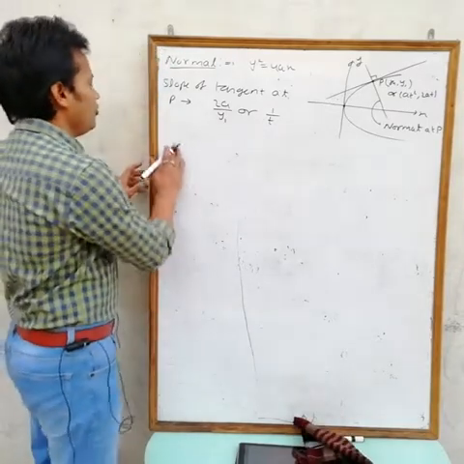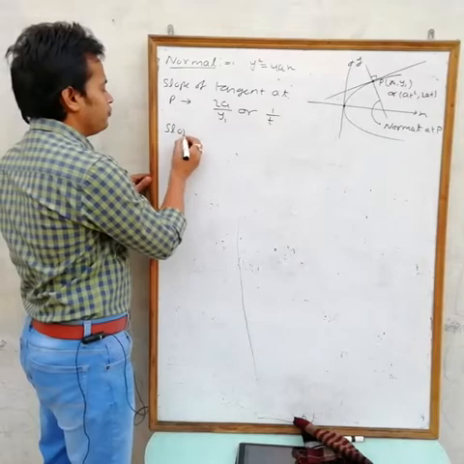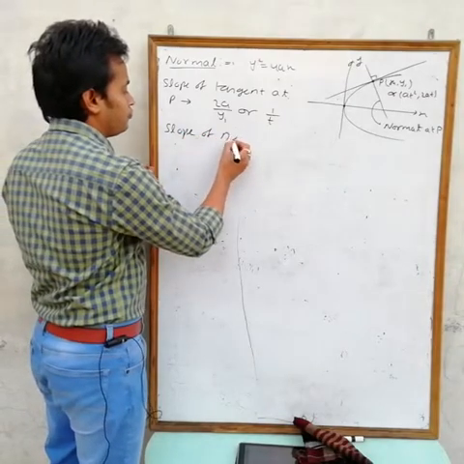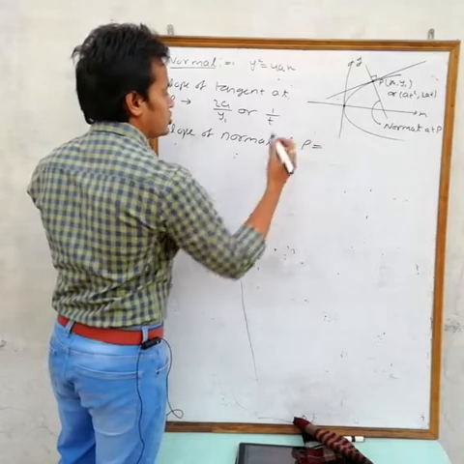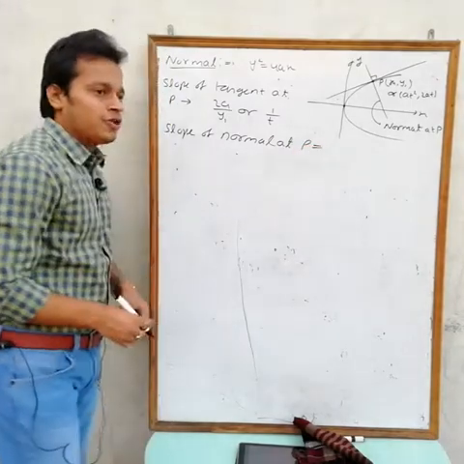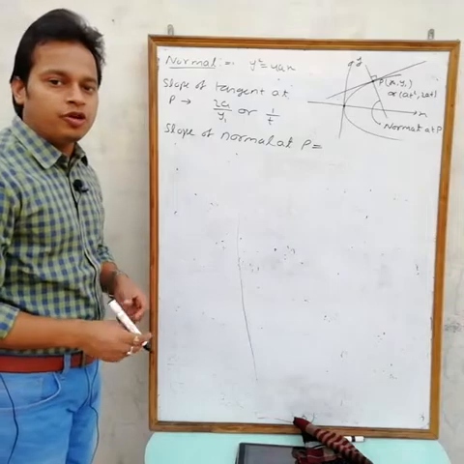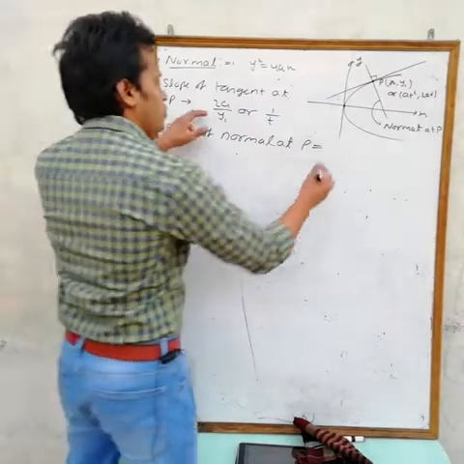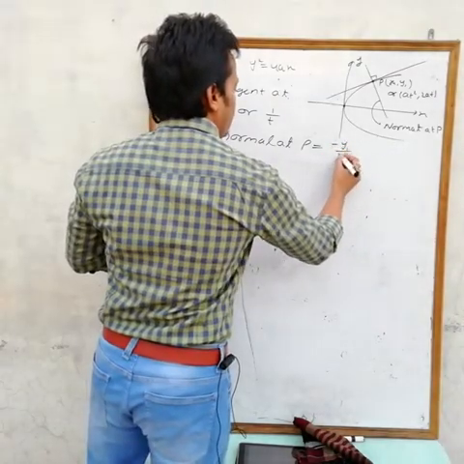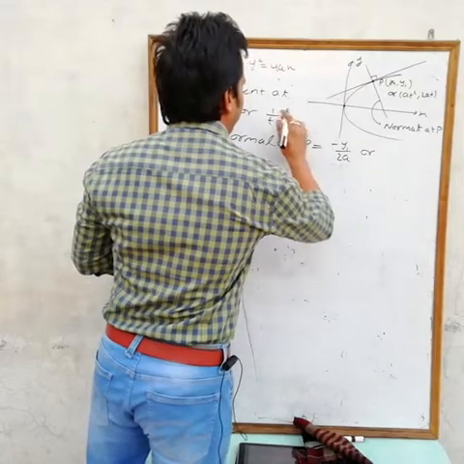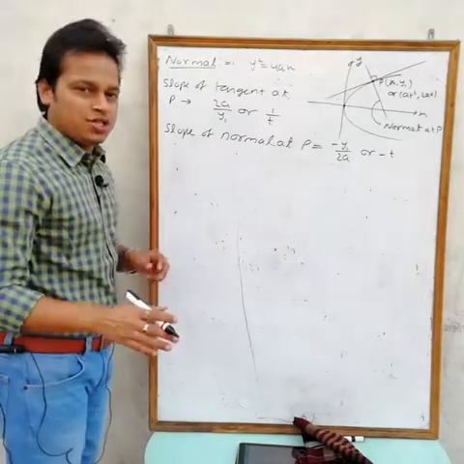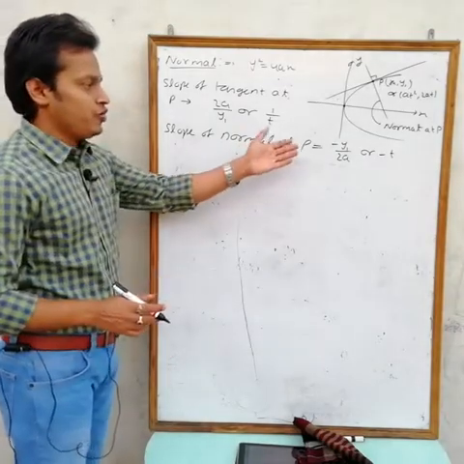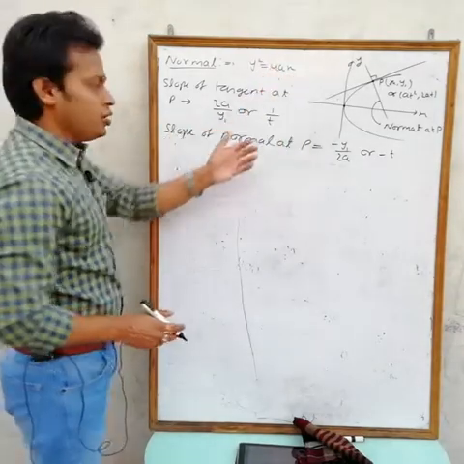Now slope of normal. If slope of tangent is m, then slope of normal is minus 1 by m. So what are we getting? Minus y1 by 2a, or from this one minus t. Now just find the equation of normal, because we have the slope and we have the point also now.